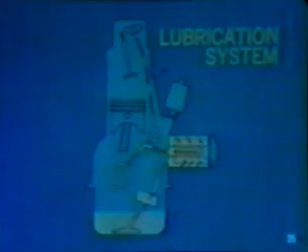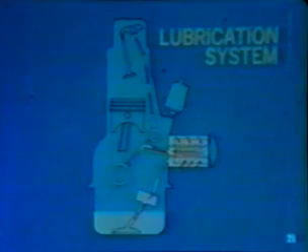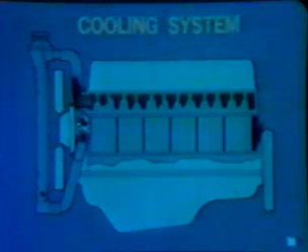A lubrication system is used to circulate engine oil to lubricate all the moving parts of the engine so that they slip and slide instead of grinding against each other. The cooling system circulates coolant through the engine to remove the heat of combustion from the engine parts.